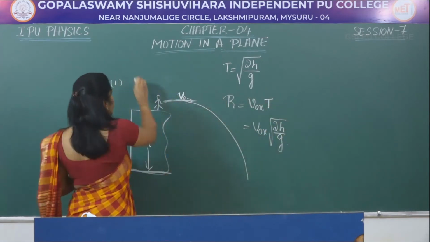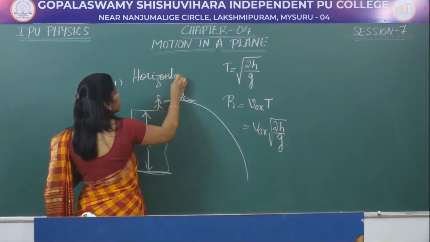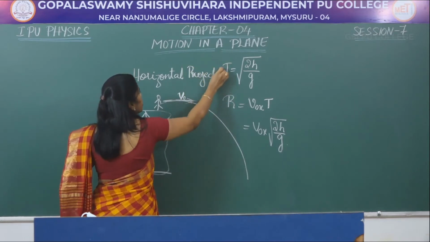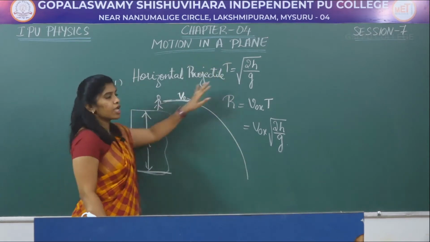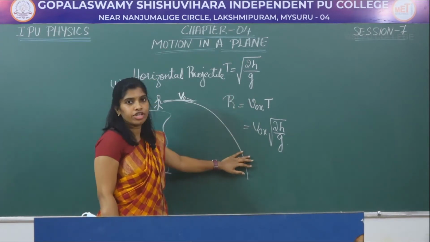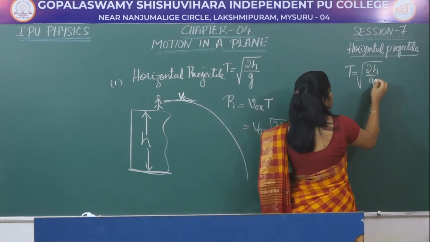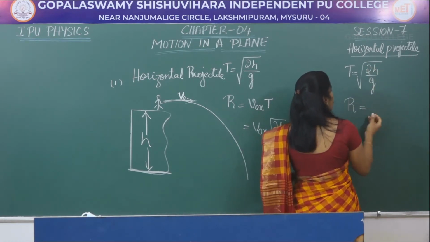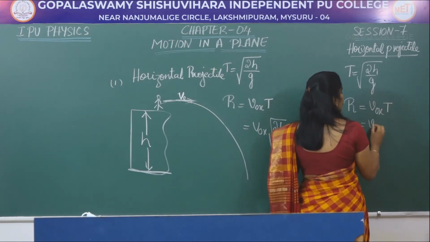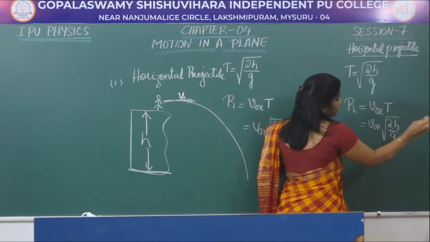In case of horizontal projectile, when the problem is on horizontal projectile, the time of flight and the horizontal range are given here. Time of flight is under root 2h by g, and the horizontal range is v0 x t, or it can be written as v0 x under root 2h by g.